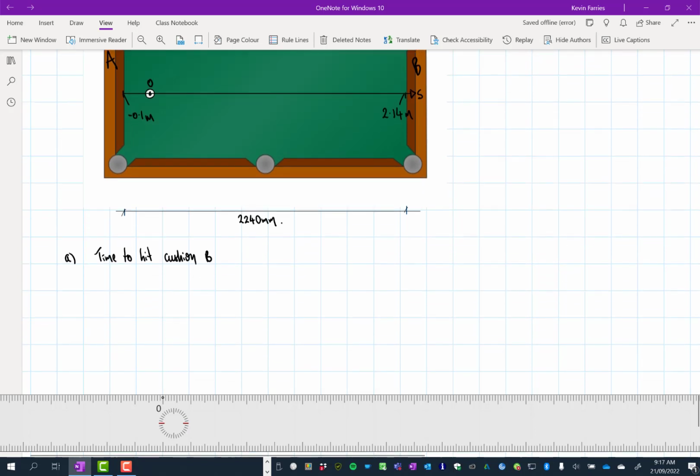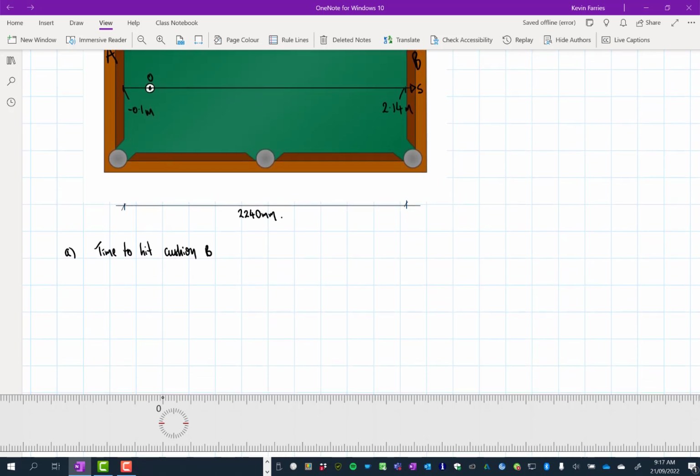I wonder if it would be more sensible to put this as 0. I'm going to keep the whole length. Might have been. I think I might do that actually. I'm just going to change this. I don't think it will matter. You could do it either way, but I'm just thinking it might be a bit tidier if I put that as 0. This here is 100 millimeters, so let's say 0.1 of a meter. We'll keep everything in meters, 0.1 meters. And this point here is 2.24 meters.